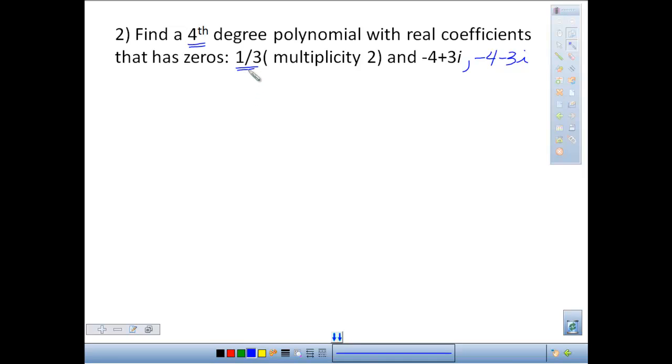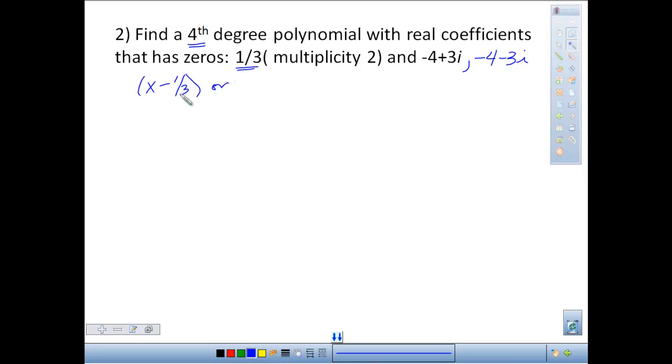Now, here's what I notice a lot of people do on their classwork. When it says it's got a 0 of 1/3, a lot of people just said, well, it's just x minus 1/3, which is true, it is correct. That is a factor for that. But multiplying out with fractions is really kind of messy, and so we want to know if there's another way that we can write this.